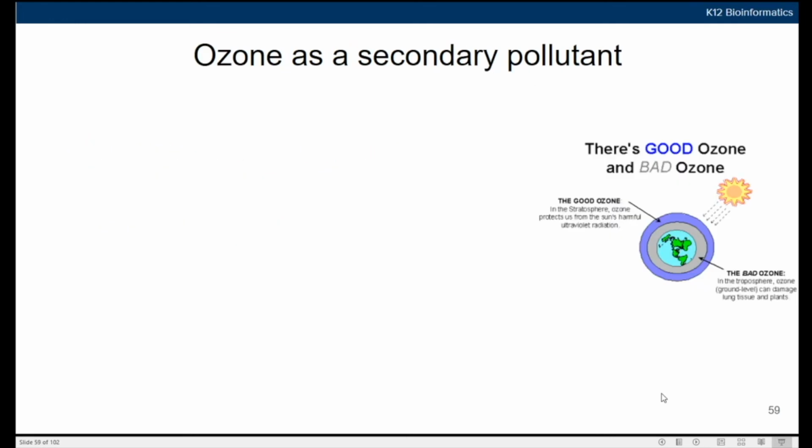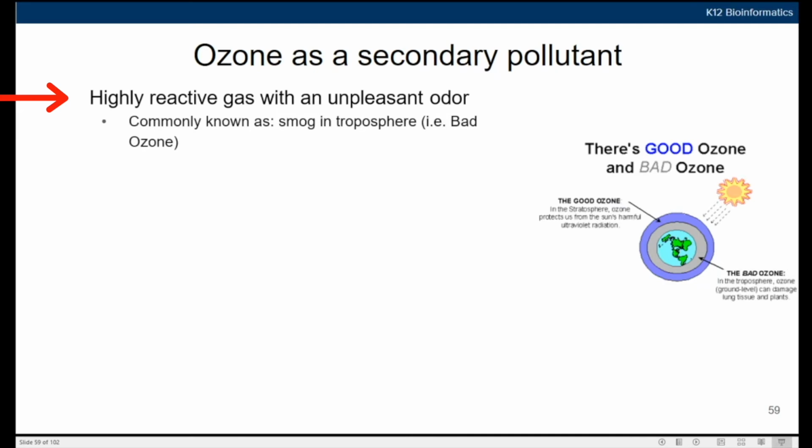The last secondary pollutant that we'll discuss is ozone, one of the criteria pollutants tracked by the EPA. Most likely you're used to thinking of ozone as that gas that exists in the stratosphere, protecting us from the sun's harmful ultraviolet radiation. That's the good ozone. However, there's also bad ozone that exists as a highly reactive gas with an unpleasant odor. It's commonly known as the smog of the troposphere.